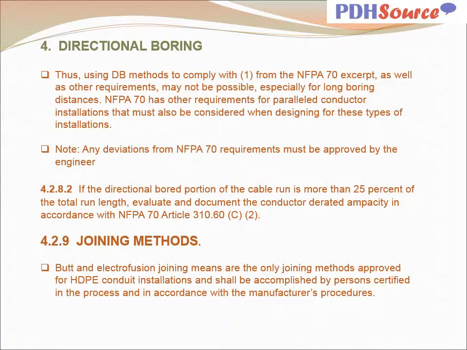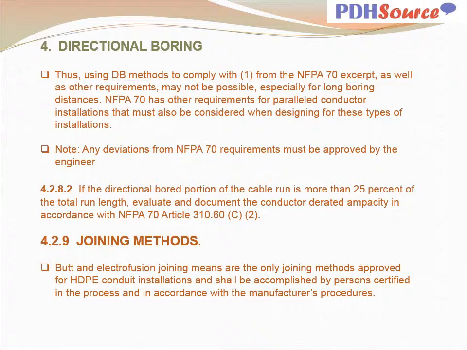Thus, using DB methods to comply with 1 from the NFPA 70 excerpt, as well as other requirements, may not be possible, especially for long boring distances. NFPA 70 has other requirements for paralleled conductor installations that must also be considered when designing for these types of installations. Note, any deviations from NFPA 70 requirements must be approved by the engineer. If the directional bore portion of the cable run is more than 25% of the total run length, evaluate and document the conductor derated ampacity in accordance with NFPA 70 Article 310.60 C2.